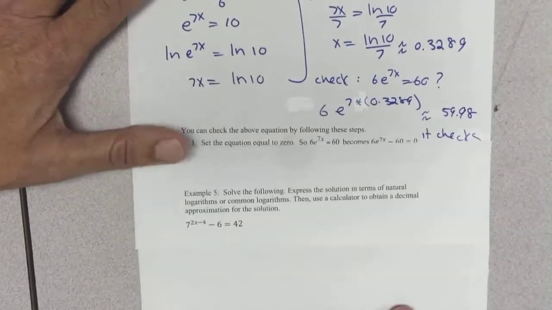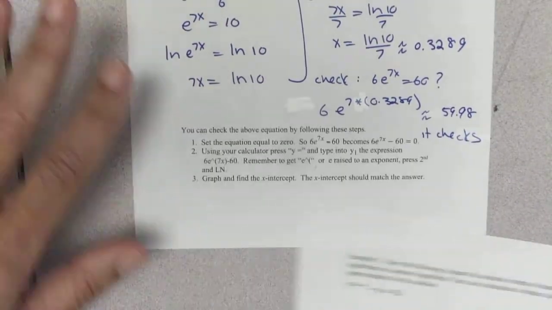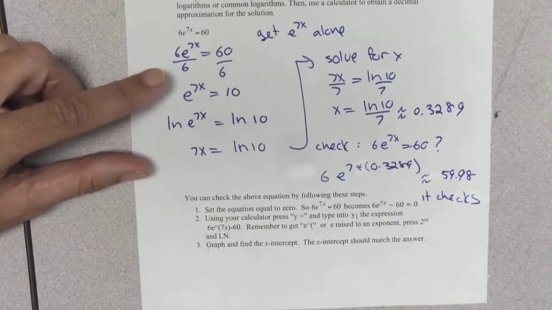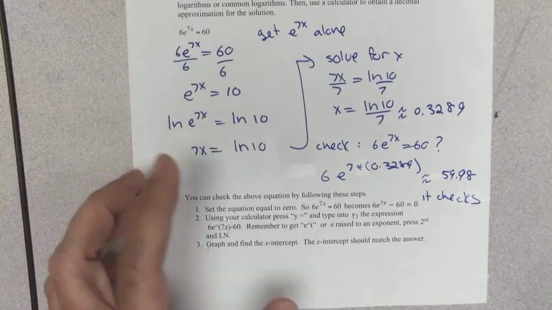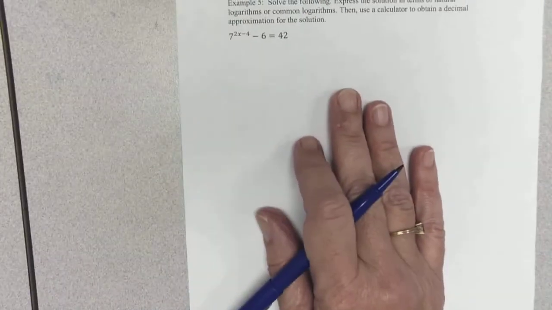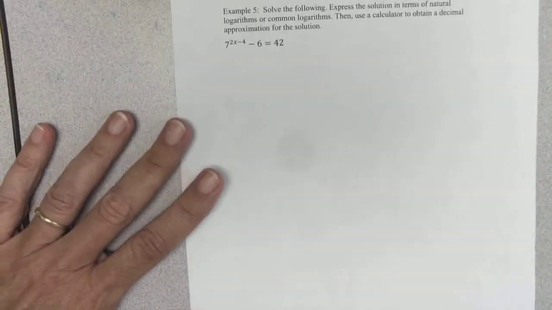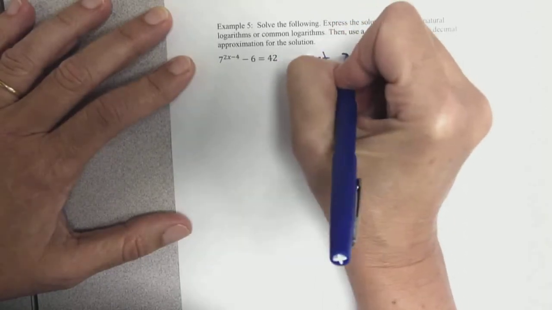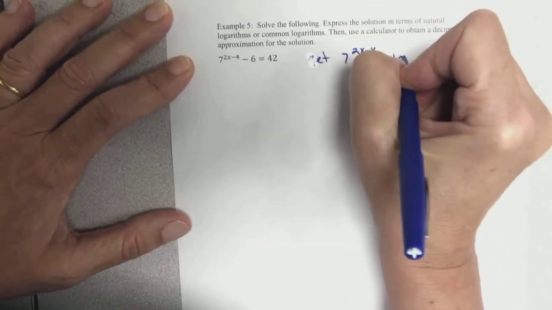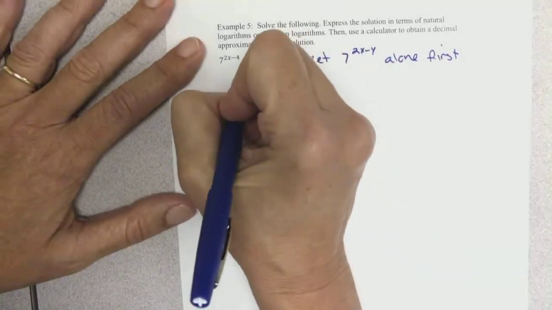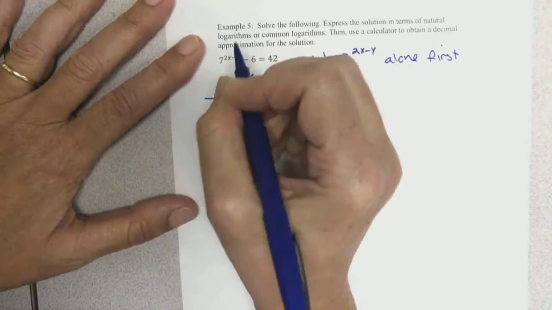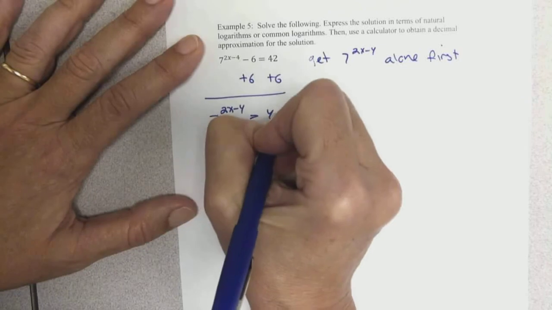Let's bring that back down for a little bit. Okay, so there's that one. Step number 1 was to get the exponential alone. Okay, next problem. Again, get the exponential alone. So I've got to get the 7 to the 2x minus 4 alone first. So let's add the 6 to both sides. And so I get 7 to the 2x minus 4 equals 48.